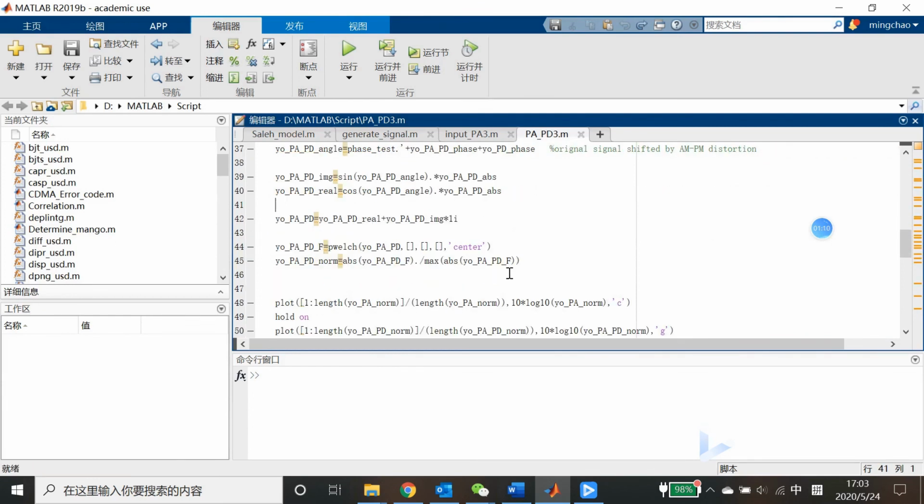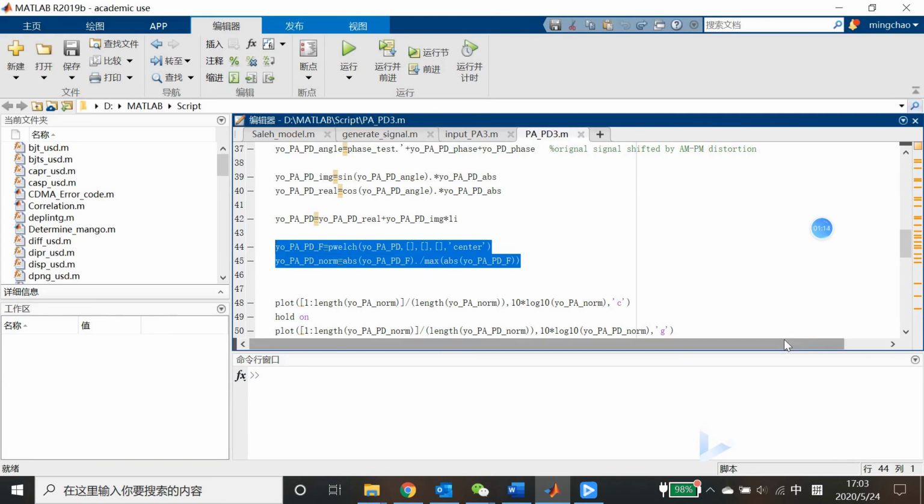And then we convert the signal from the time domain to the frequency domain, and then normalize the signal, which helps us observe the signal spectrum more easily.